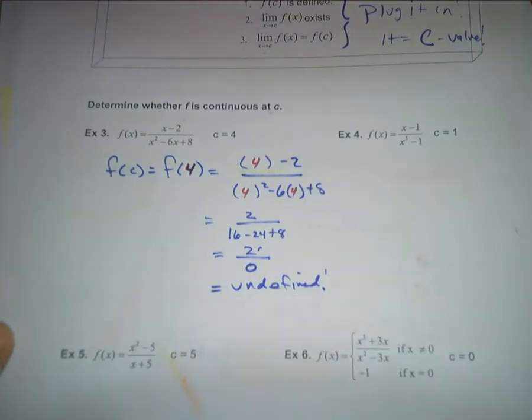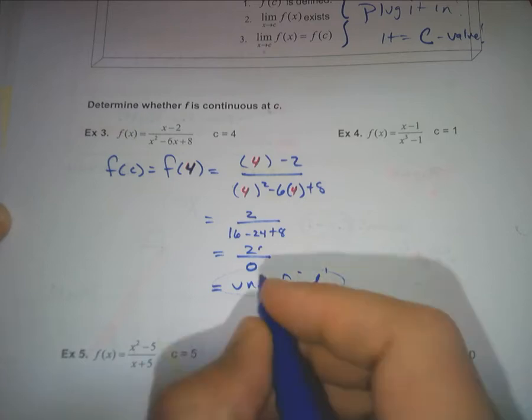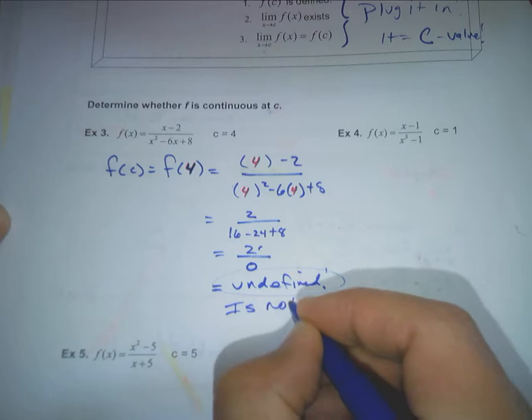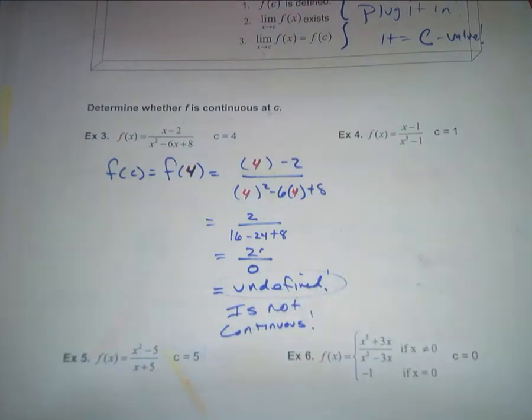And if it's undefined, something's going on in that part of the graph, right? So we should know with a rational function, there's either a hole or an asymptote, right? So there's something going on right there at positive 4. So that means it is not continuous. That thing is not continuous. We would say it has a discontinuity at 4.